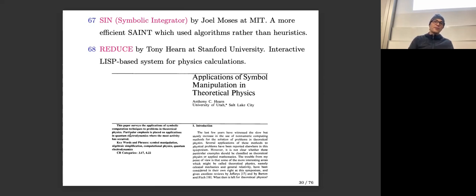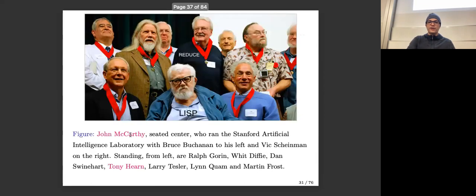REDUCE, which is still quite popular, was developed at Stanford. That's the original paper. It was using Lisp. So again, brackets, brackets, brackets. These are some of the fellows who developed it.